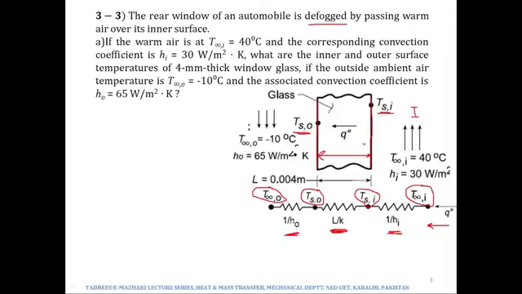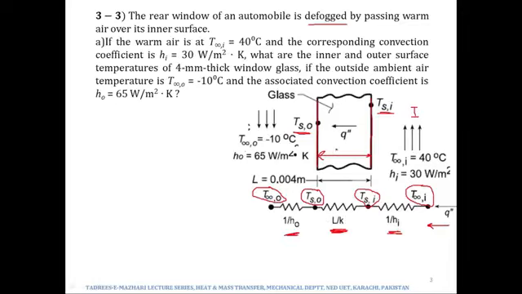Area is not a problem, because if we do not know the area, instead of dealing in Q, we can deal in Q by A, heat flux. So having no information about area would not be problematic at all. The thing is that if we want to find out Tsi using Q is equal to Ha delta T, we do not know Q. So therefore we first somehow need to find out Q.